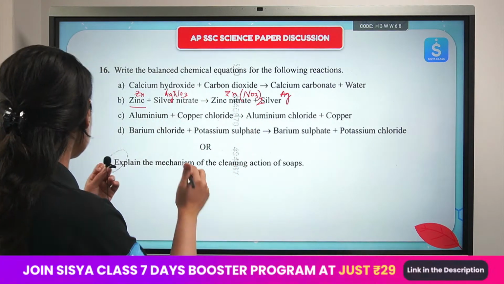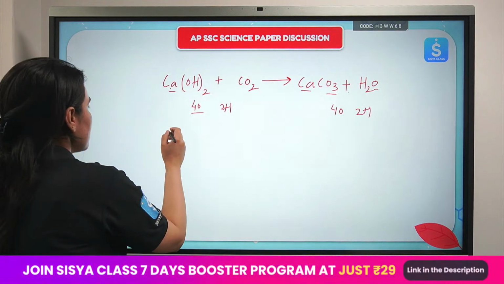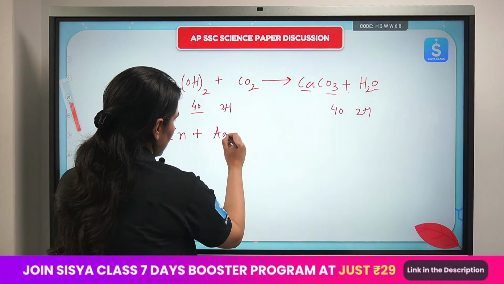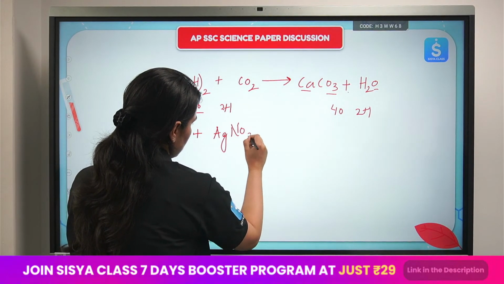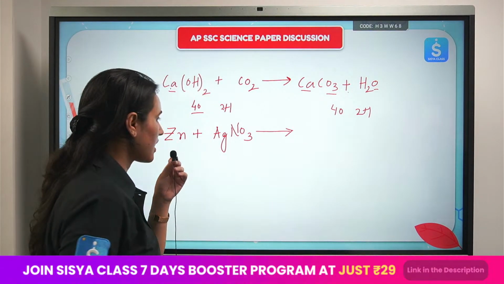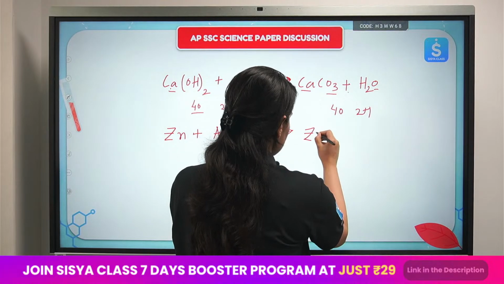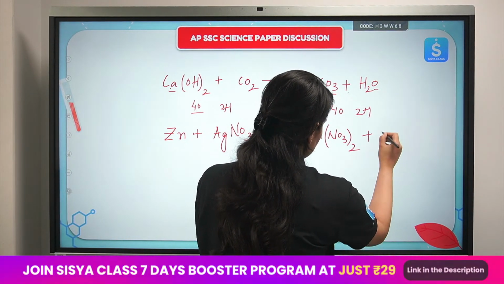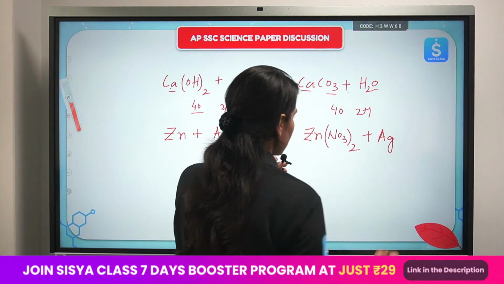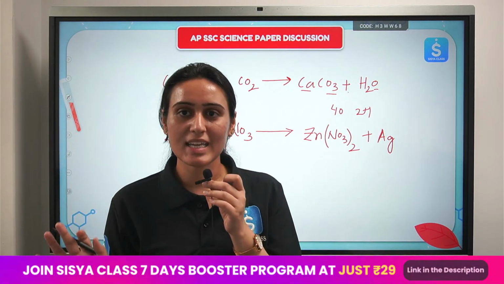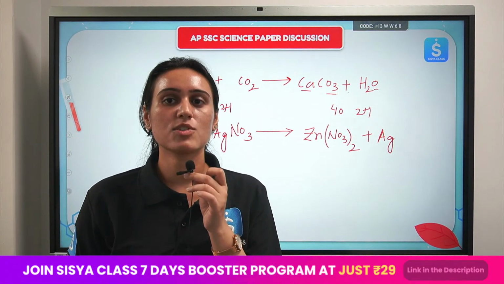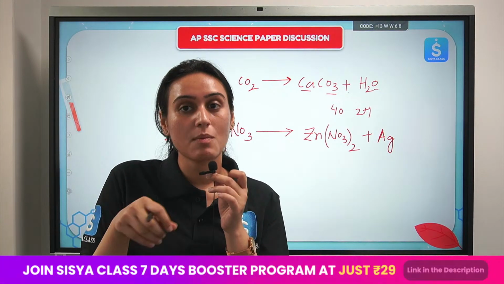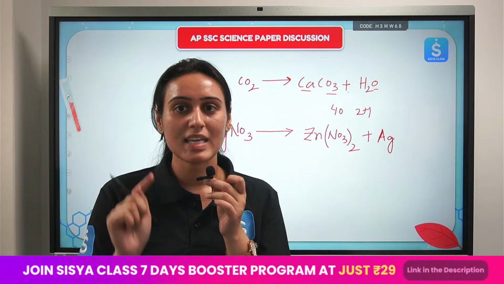Okay, see. We have zinc plus silver nitrate giving us zinc nitrate plus silver. Now definitely the number of atoms are not matching on the reactant in the product side. So from where should we start? We have so many different types of compounds mentioned in the chemical reaction. So which compound should we choose? From where we can start the balancing part.